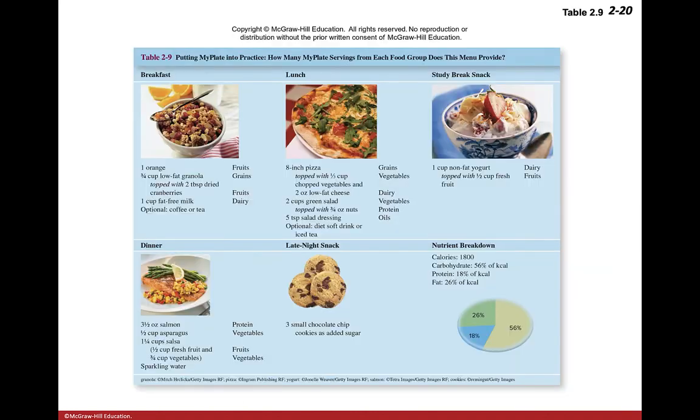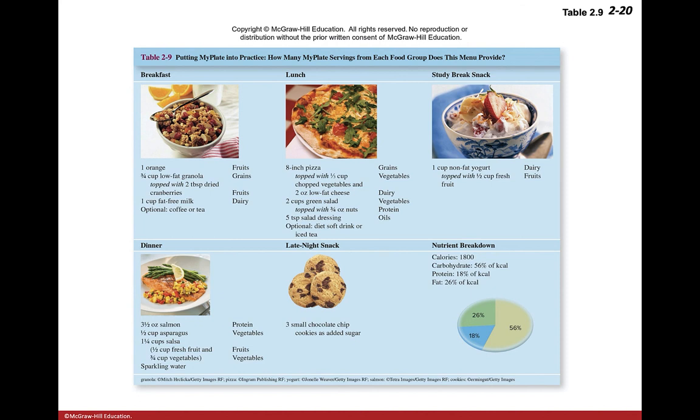Here, this is really putting My Plate into practice, and how many servings from each food group does this meal provide? So it's just a breakdown. If we look at the overall food here, it's a pretty healthy approach for the most part. With this breakfast of an orange, some granola with some cranberries, fat-free milk, and optional coffee or tea, those generally are considered to be calorie-free for the most part.